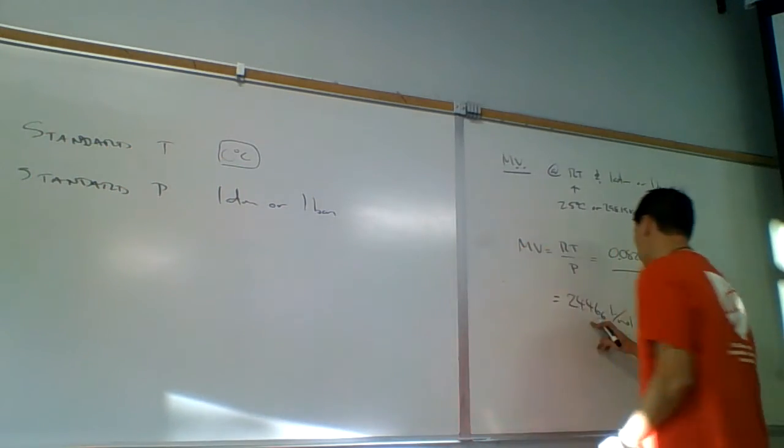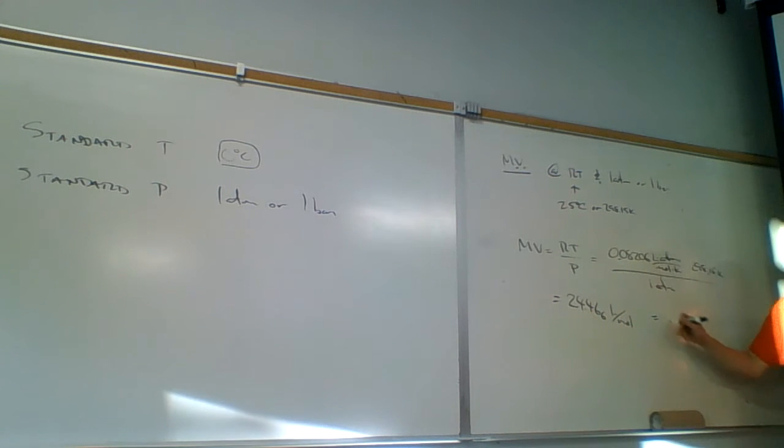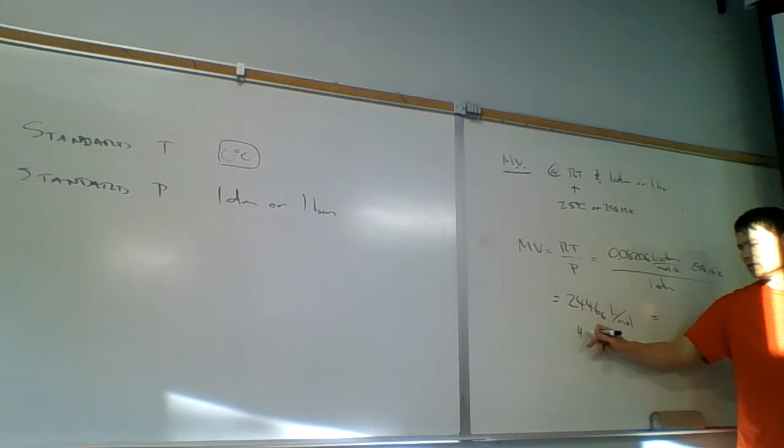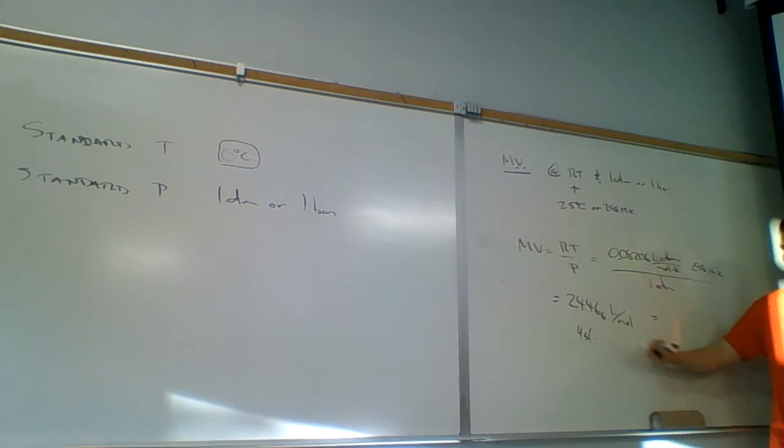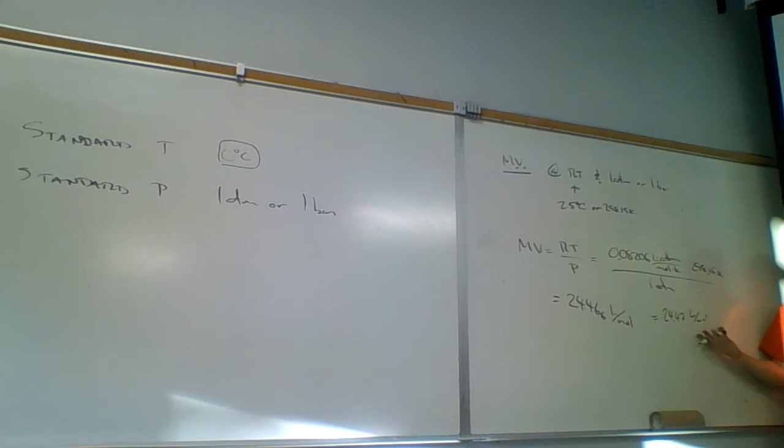Okay, what we're going to do is make it even easier to memorize. This is to 4 sig figs. Actually, let's do it to 4 sig figs. To 4 sig figs, it's going to be 24.47 liters per mole. So 1 mole of any gas is going to occupy 24.47 liters, or to 3 sig figs, it's just going to be 24.5 liters per mole.